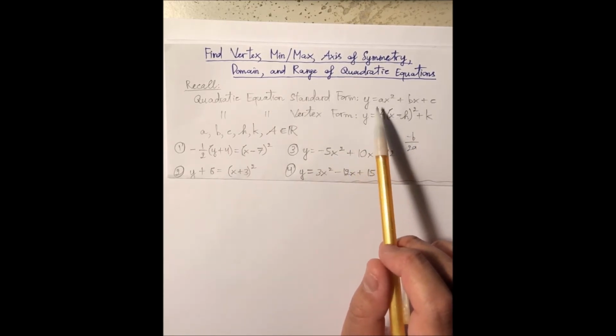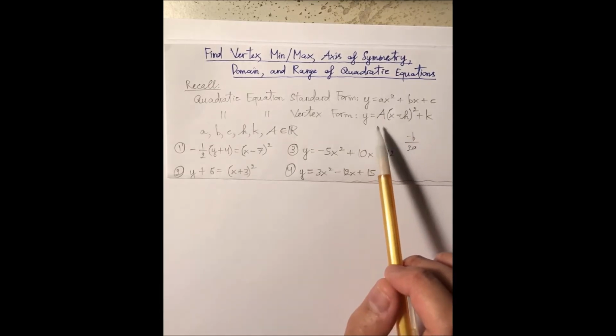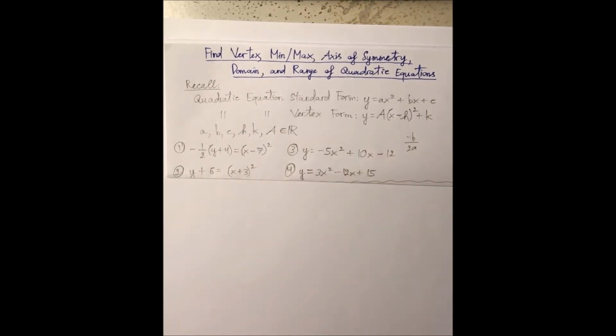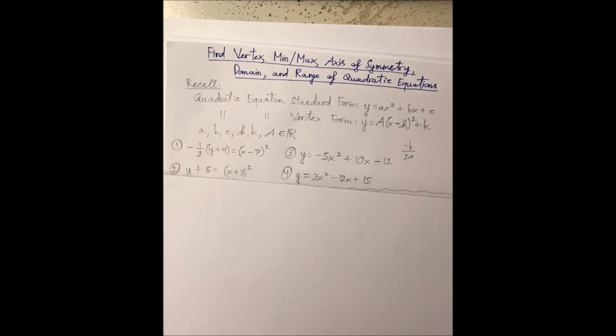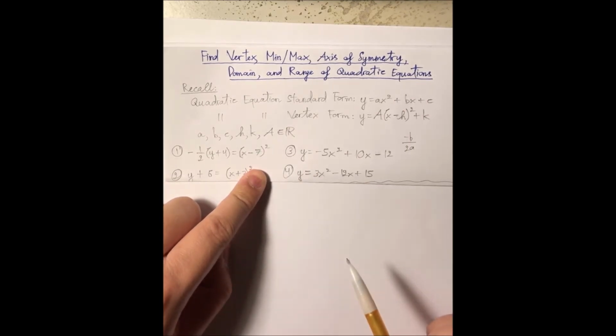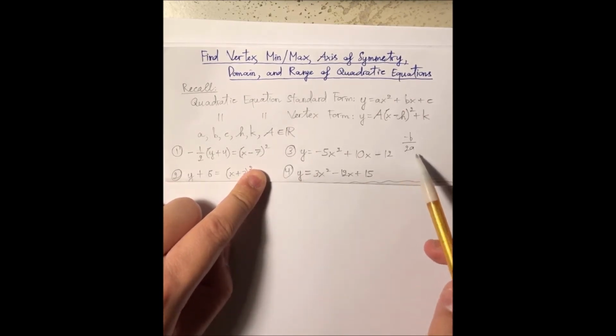And notice that lowercase a, b, c, capital A, and lowercase h, k are any real numbers, okay? So it doesn't matter what value they are, the way you do it is still the same. And for the standard form quadratic equations, there are two ways to do it. One way is to use this little special formula, negative b over 2a, to find the x-coordinate of the vertex, and then we go from there. Another way is by the technique of completing the square.